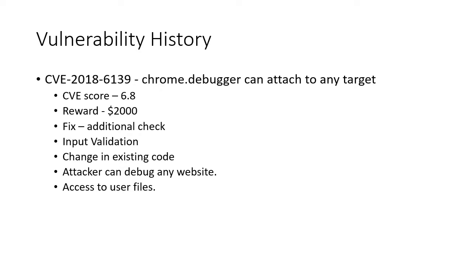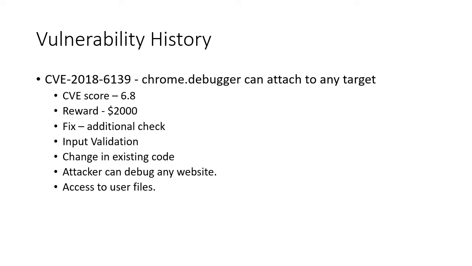For this vulnerability, the CVE score was 6.8, and the actual bug was in Chrome's debugger API, which lets any developer debug any website. This particular debugger API allowed attaching to any target. That means for a particular website, if it has scripting access, then only those websites with a correct extension should be reachable; the debugger API has to target only that particular website.